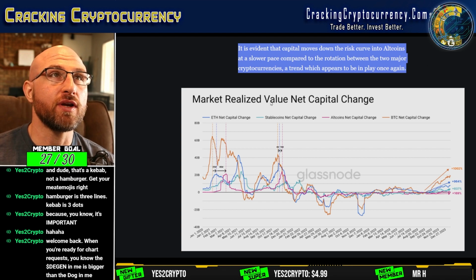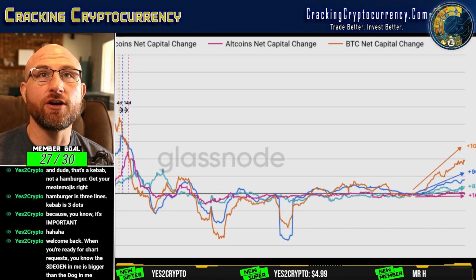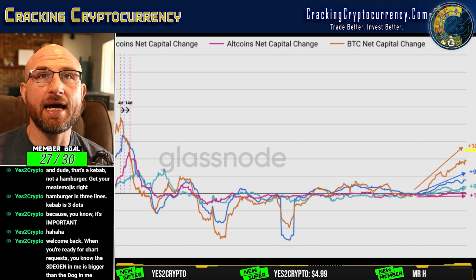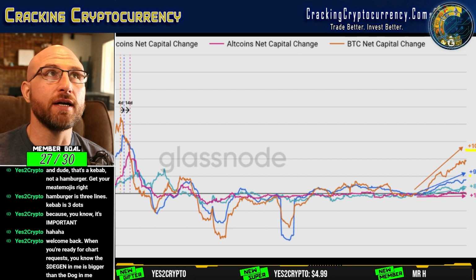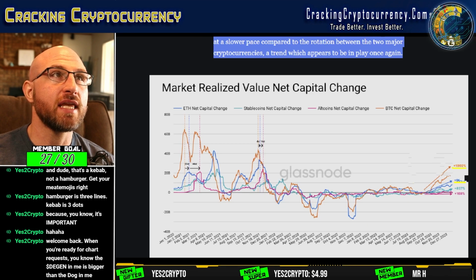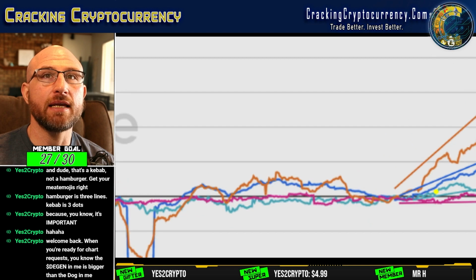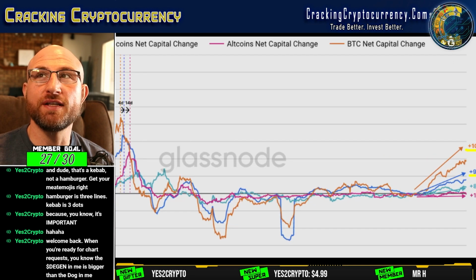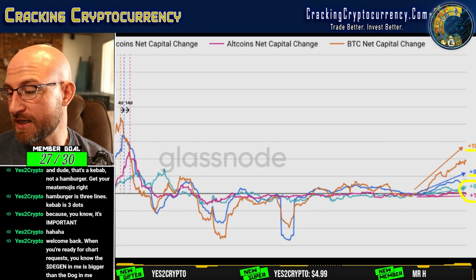And we can see the market realized value net capital change. Again, you can see absolutely Bitcoin and Ethereum leading the rally. Bitcoin at 1,002% relative capital change, 964% for Ethereum. And we can see stable coins and altcoins lagging behind here at 837% and 169% respectively.